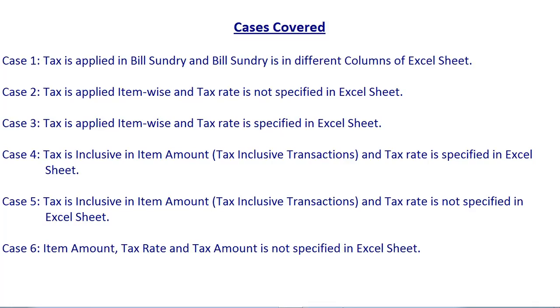That is, in case 2 or 3, tax is applied item wise, and in one case tax rates are specified in Excel sheet, but in the other case tax rates are not specified in Excel sheet and they will be picked from item master. Case 4, tax is inclusive in item amount, that is, tax inclusive transactions and tax rate is specified in Excel sheet. Similarly, case 5, tax is inclusive in item amount, tax inclusive transactions and tax rate is not specified in Excel sheet. Case 6, item amount, tax rate and tax amount are not at all specified in Excel sheet. They will be picked from item master and will be calculated automatically.